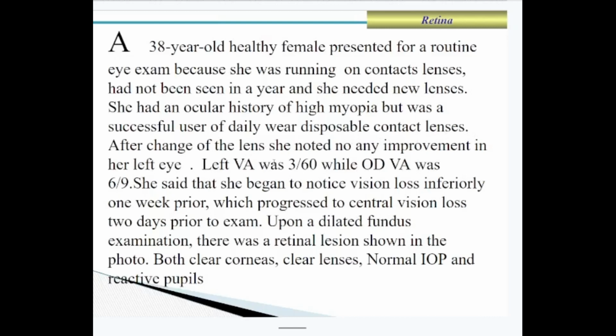Her left visual acuity was 3 over 60, while the right eye visual acuity was 6 over 9. She said that she began to notice vision loss inferiorly 1 week prior, which progressed to central vision loss 2 days prior to the exam. Upon a dilated fundus examination, there was a retinal lesion shown in the photo. Both corneas were clear, lenses were clear, with normal intraocular pressure and reactive pupils.